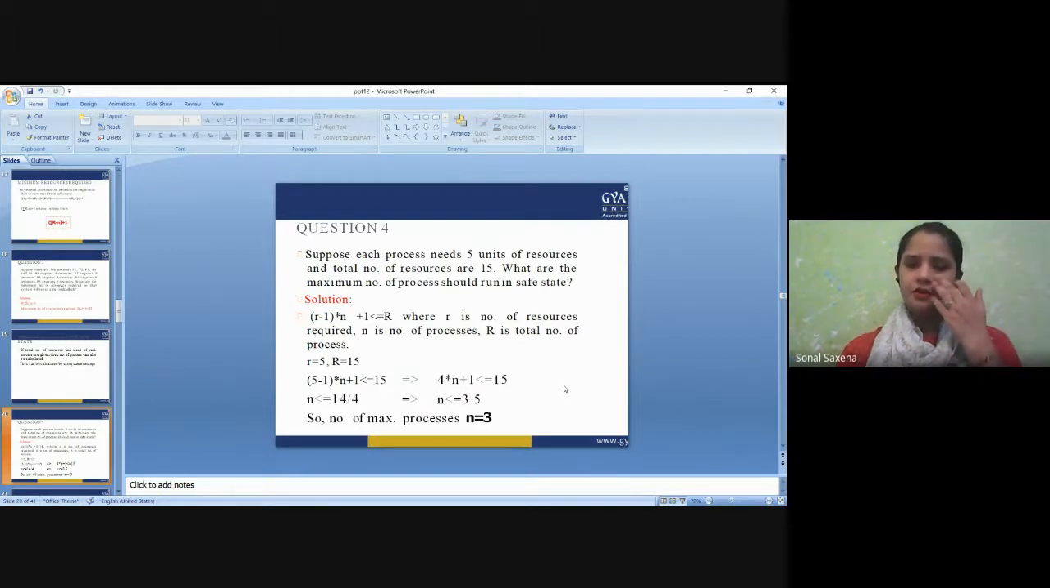So it was R minus 1 into n plus 1, we have seen this minimum resources formula. It should be less than or equal to R, where r is the number of resources required by each process and n is the number of processes, and capital R is the total number of resources which is given. Here r is equal to 5 and capital R is equal to 15. So here the total formula is less than or equal to 15. If you solve this formula, we'll get 3.5. So if you take the integer part, n is equal to 3. So here only 3 processes can be in a safe state.